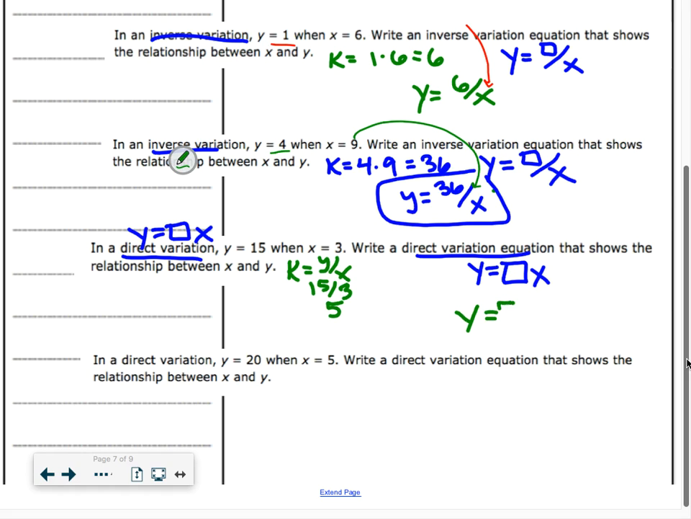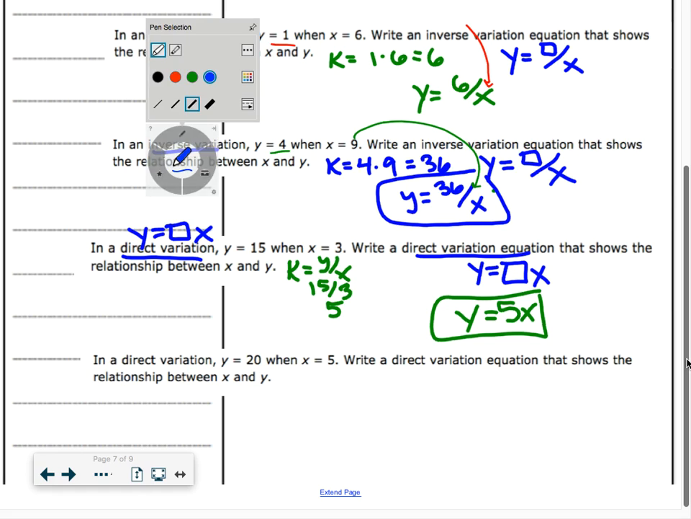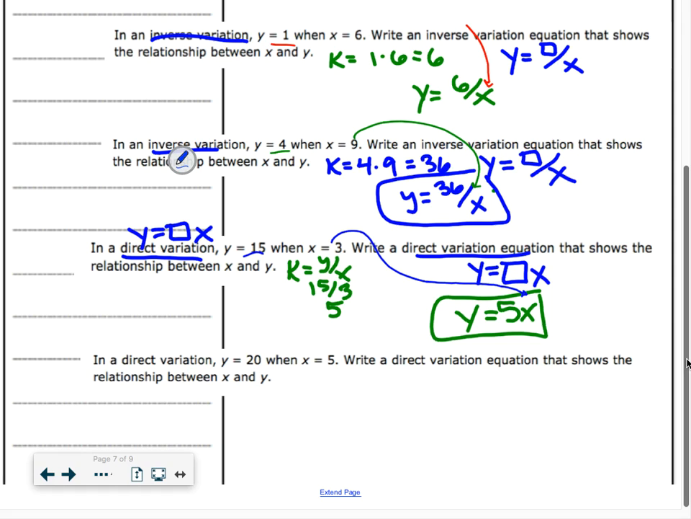y equals 5x. And again, you can always check your work. So you could go ahead and put your x in. 5 times 3 is 15. Yup, that equals my y. So I made my right equation.